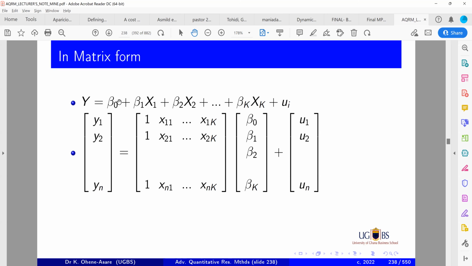And then the beta naught, because it has no independent variable attached to it, has 1, 1, 1. And then the other independent variables are all captured here. In a matrix, the beta parameters are given their values in the fourth matrix there. And finally, your error term is captured here.